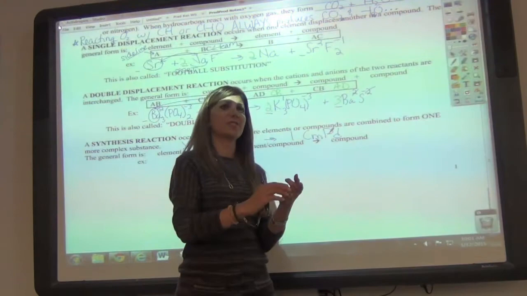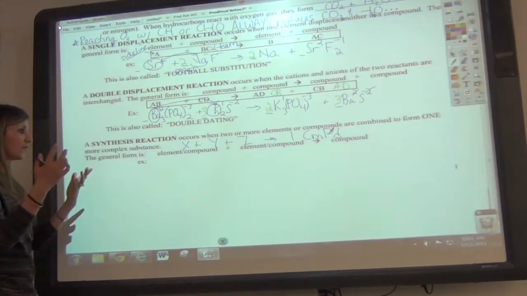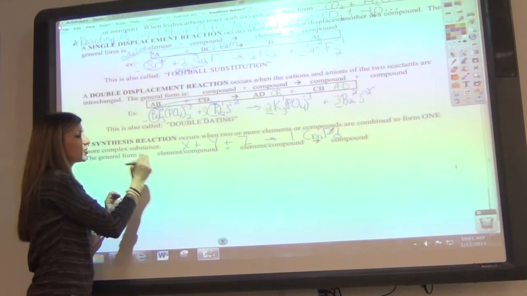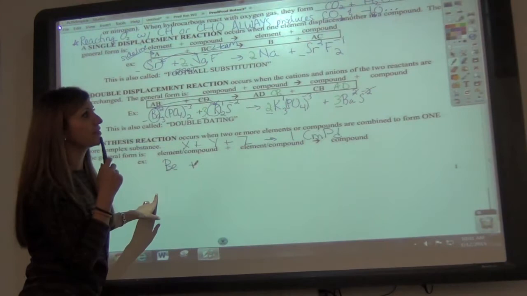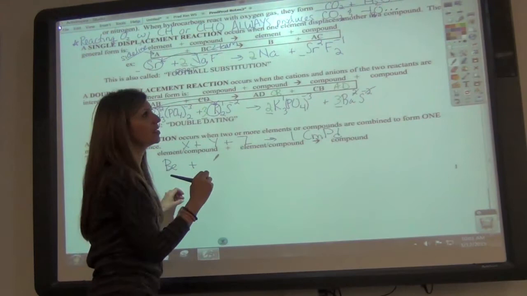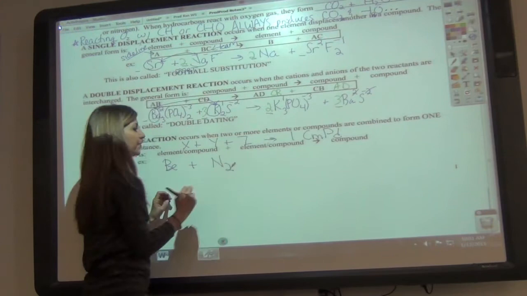So your only choice if you're starting with two elements is that they come together to form one, for example. So we already did iron plus oxygen yields iron oxide. So let's do another one. Let's do beryllium reacting with, let's do it with bromine, which is Br2. Maybe I'll do a different one. Let's do nitrogen, N2. That's better.